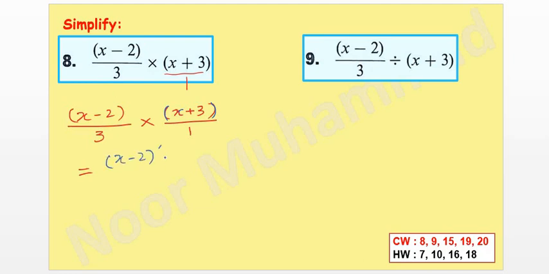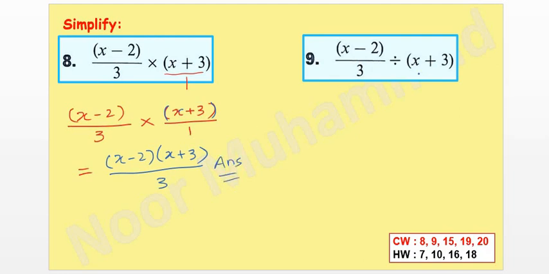It will be x times 2 into x plus 3, and this will be divided by 3. Remember, we are not going to simplify these. You can say that we are not going to multiply these two to get the final answer. We will leave them like this. So this is your final answer.